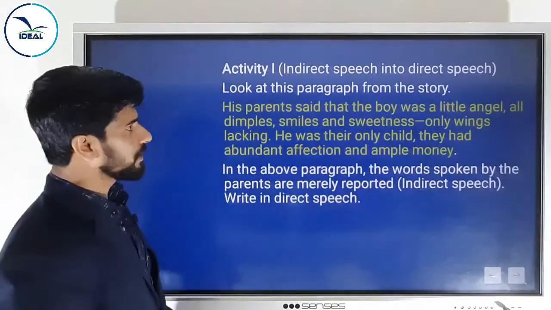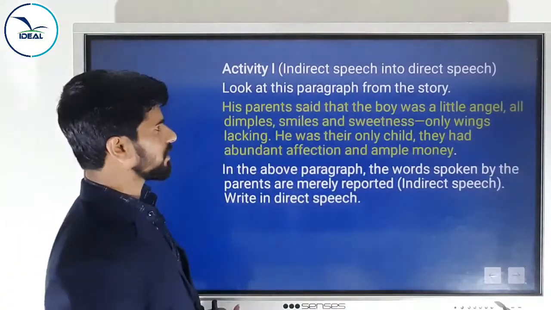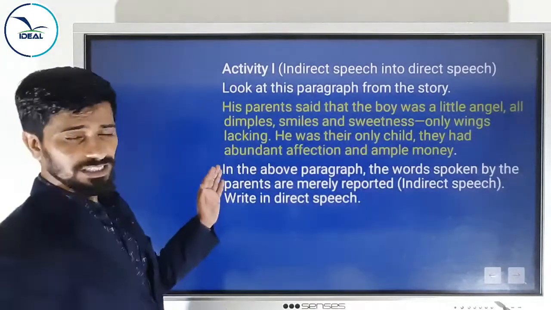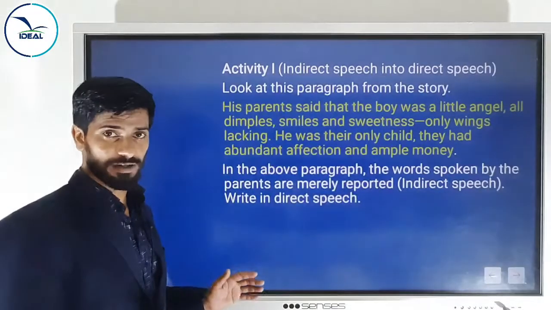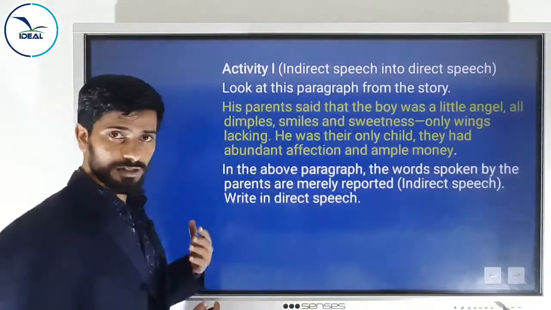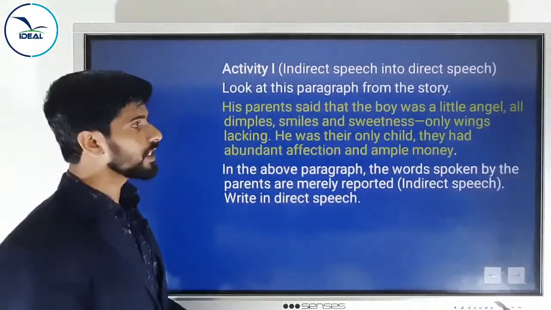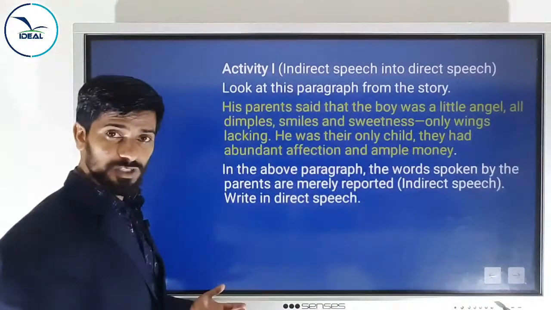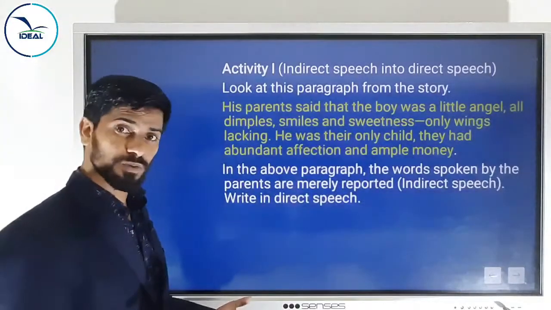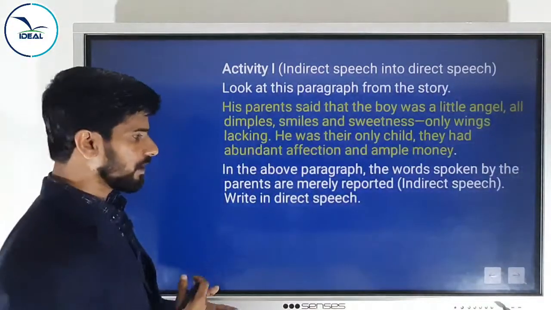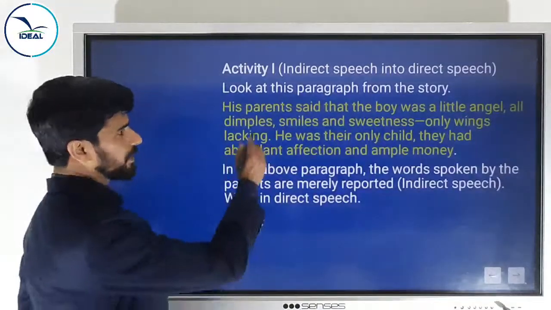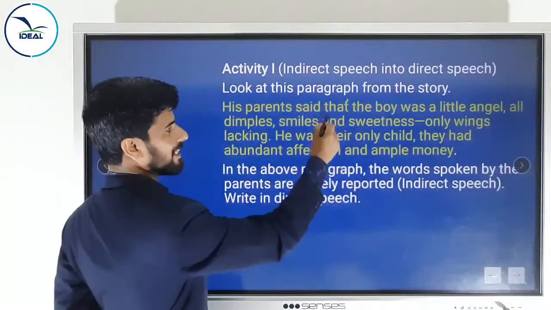Okay, this one, indirect speech into direct speech. Look at this paragraph from this story. So it is just opposite of what we have learned. We have learned how to convert a sentence from direct speech into indirect speech. And this one is from indirect speech to direct speech. So you have learned the rules and just do it in the reverse. Okay, his parents said, that is the conjunction.